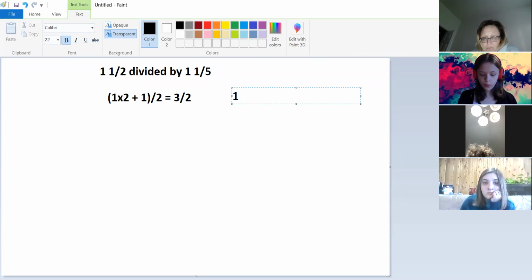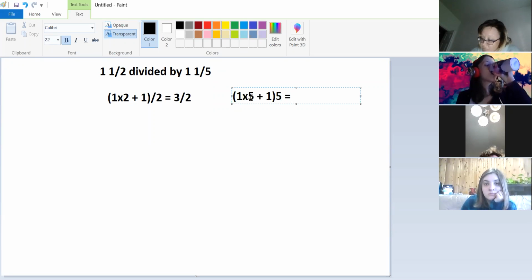And I do the same thing with the 1 1/5. It's going to be 1 times 5 plus 1. You take the denominator times the whole number plus the numerator, and I divide it all by the denominator, right? So it looks like that. In this case, it's 1 times 5 is 5, plus 1 is 6, so it's 6/5. Or excuse me, 6/5, right?